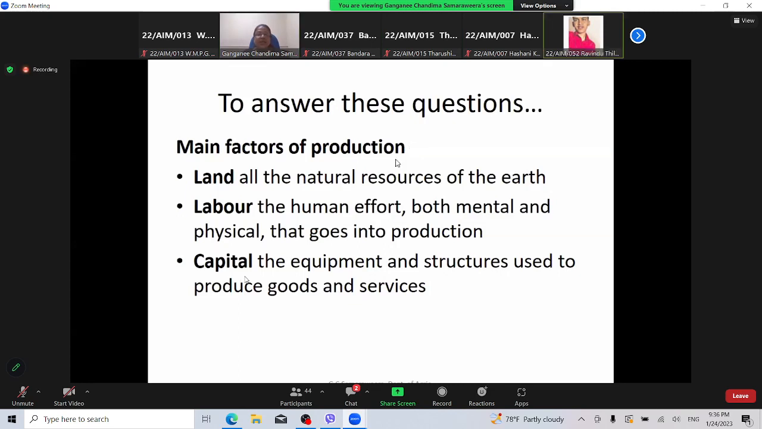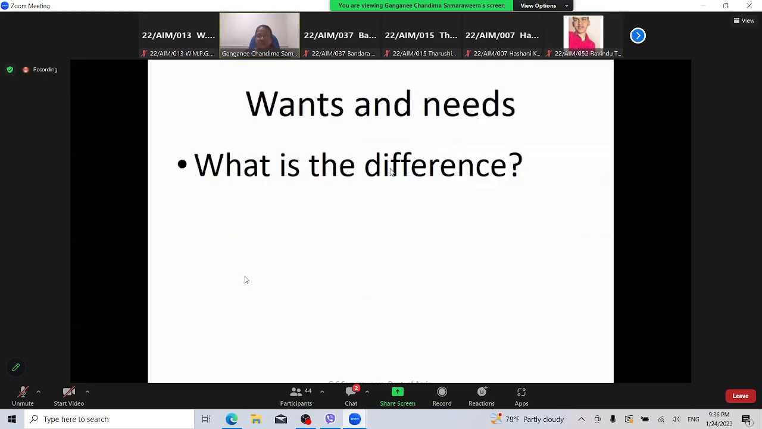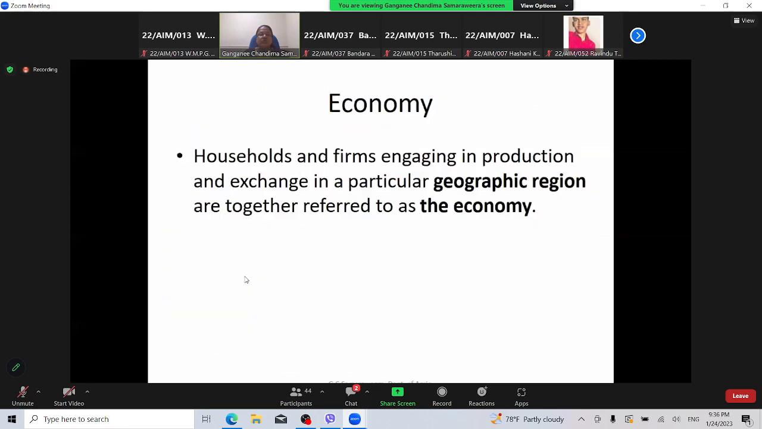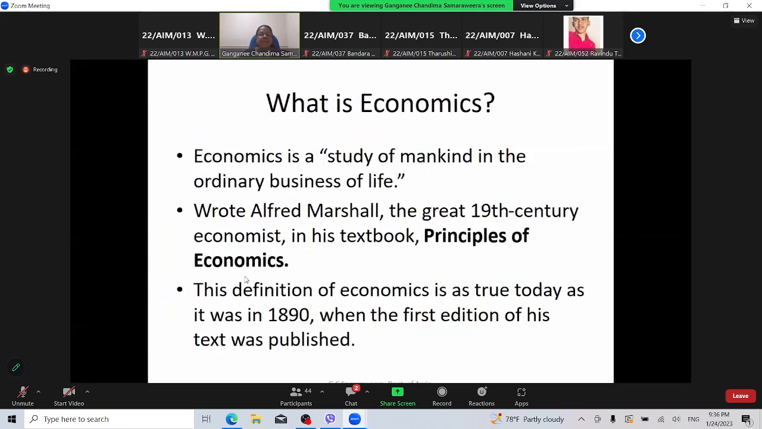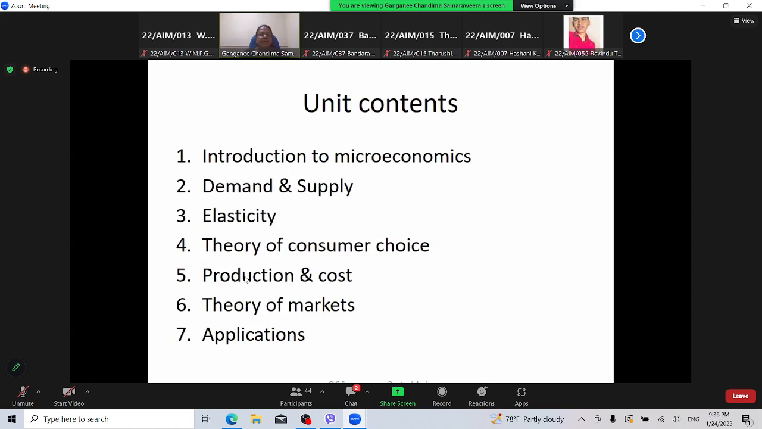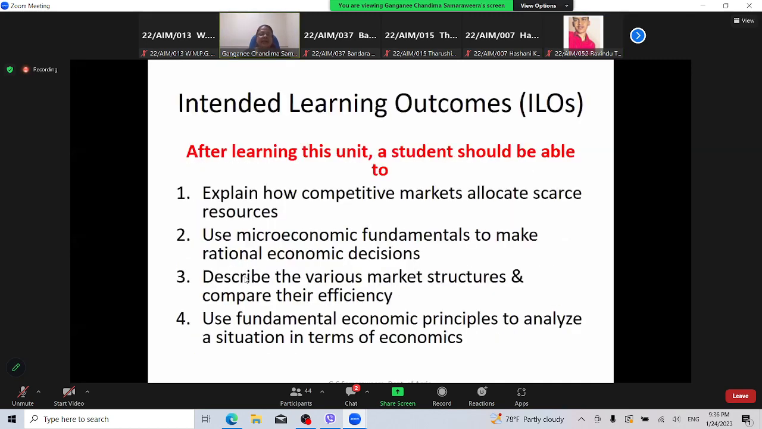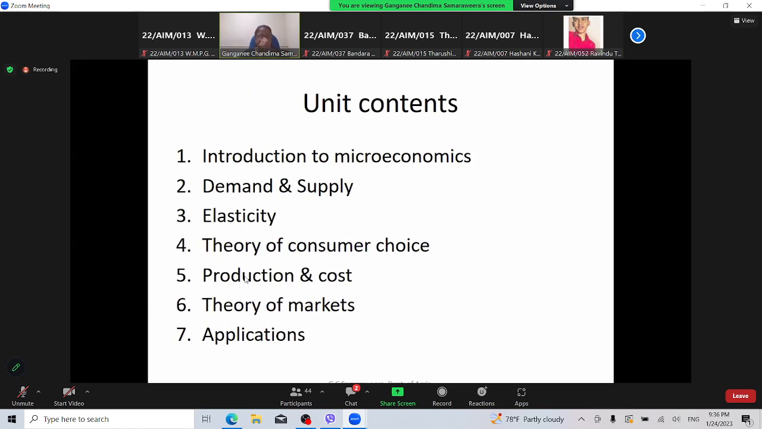Yes, madam. Okay, section means, wait, I'll show you the content. So this is the content. Introduction to microeconomics. Still, we need another one hour, then we can go to demand and supply. Please learn this and come. That's why I have given all the course units and intended learning outcomes.